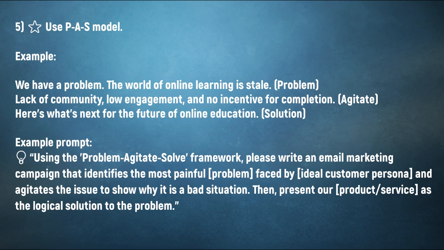5. Use the PAS model. Example: We have a problem. The world of online learning is stale. Problem: lack of community, low engagement, and no incentive for completion. Agitate: here's what's next for the future of online education. Solution. Example prompt: Using the Problem Agitate Solve framework, please write an email marketing campaign that identifies the most painful problem faced by ideal customer persona and agitates the issue to show why it is a bad situation. Then, present our product service as the logical solution to the problem.